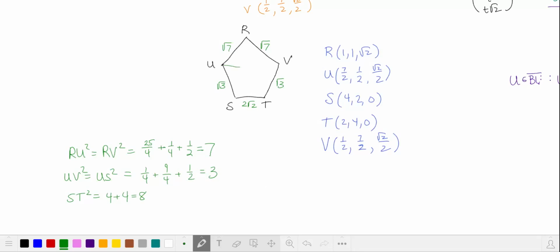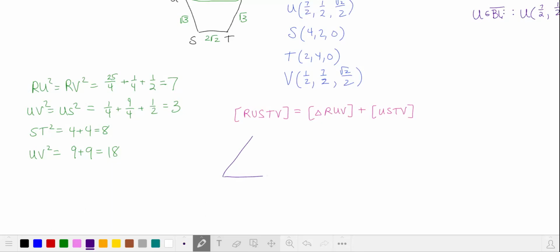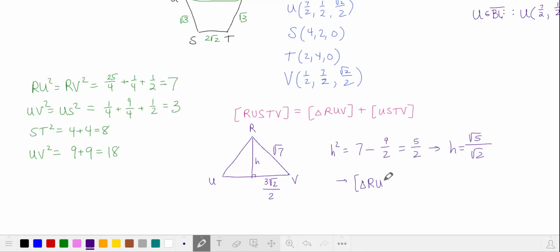If I draw UV, I can break up this pentagon into an isosceles triangle and an isosceles trapezoid. So let's find the distance from U to V. That's 3 root 2. We'll start by finding the area of isosceles triangle RUV. This side length is root 7. I'll draw this altitude from R. Half of the base is 3 root 2 over 2. Let's find the height. So the area of this triangle is 3 root 5 over 2.